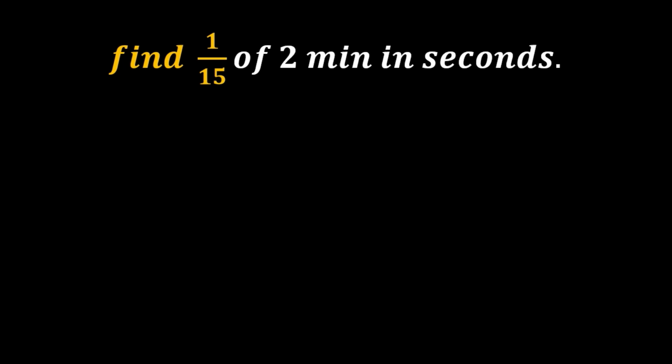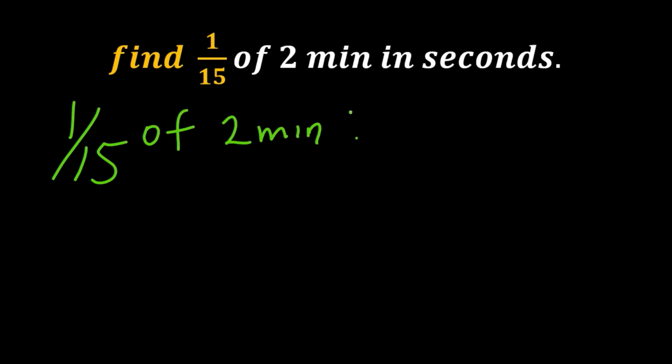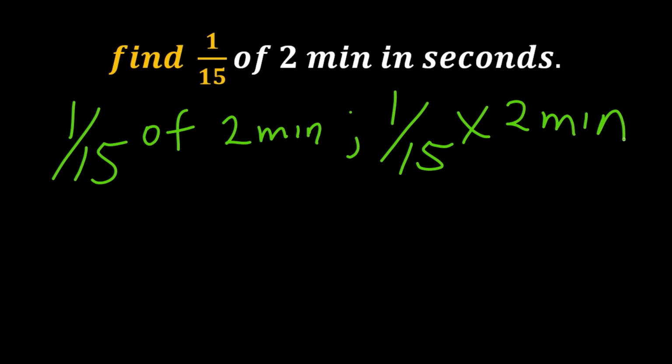Let's find 1 over 15 of 2 minutes in seconds. 1 over 15 of 2 minutes means 1 over 15 times 2 minutes. From the SI unit table for time, 1 minute is equal to 60 seconds.